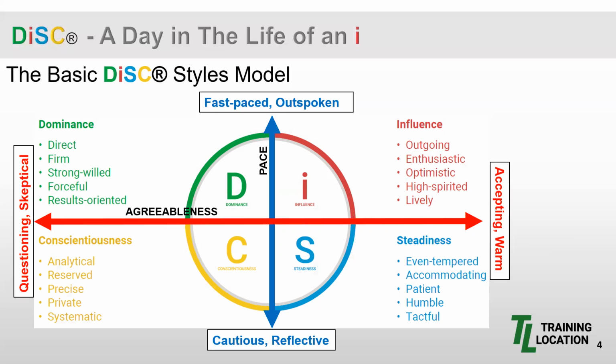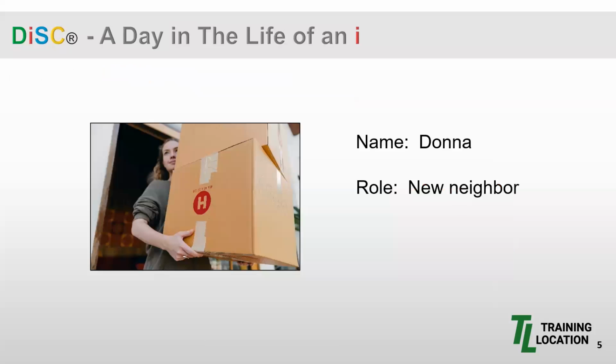Here's the key point. It is the interaction between these two continua which forms the four quadrants or basic styles of the DiSC model and by which you identify a person's DiSC style. So let's see how our I style today, whom we'll call Irene, applies this model throughout her day.